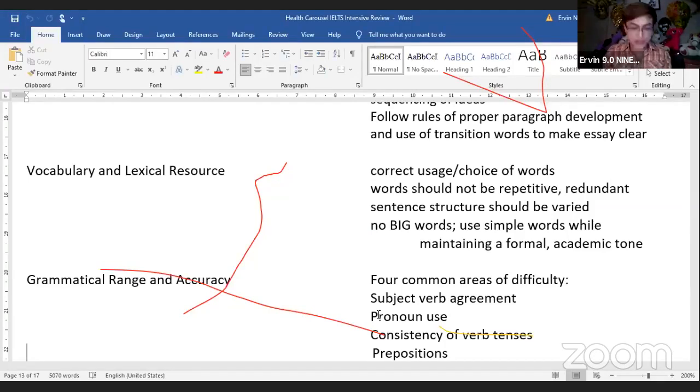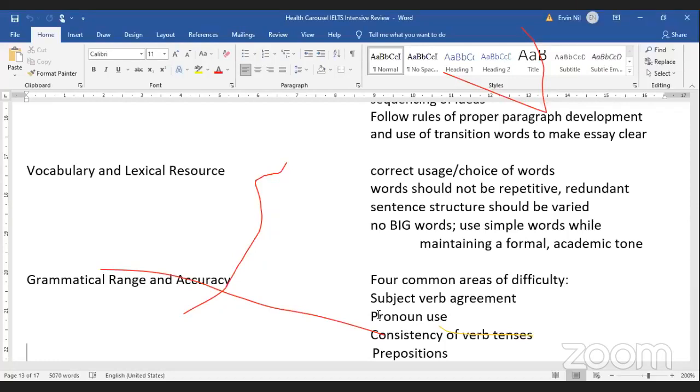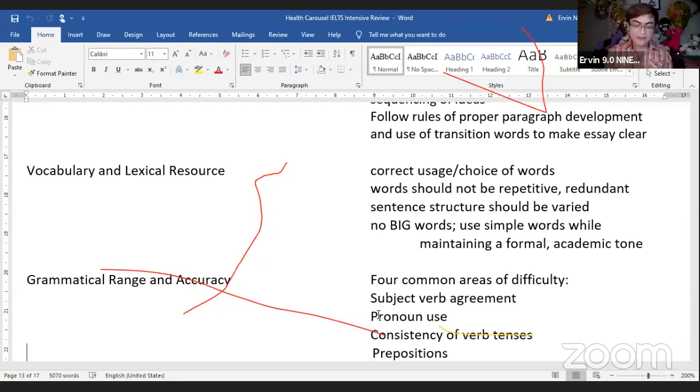What about pronoun use? Guys, will you please tell me if this is right or wrong? Everyone must consider their parents' wishes. Is this right or wrong? Please type on the chat box. Right. Everyone must consider their parents' wishes. Correct. Right. Thank you, JCAS.